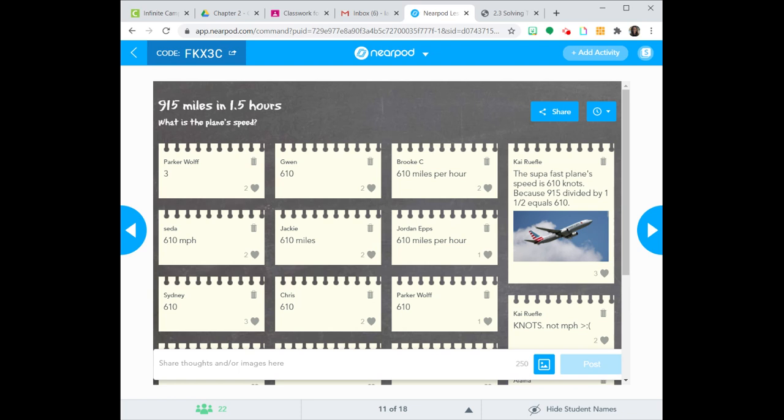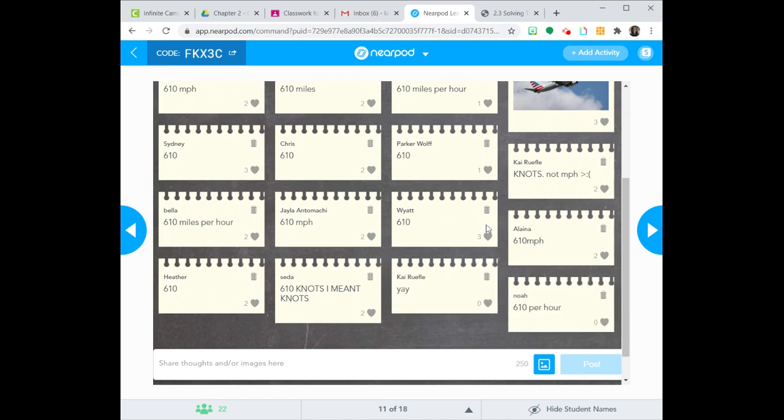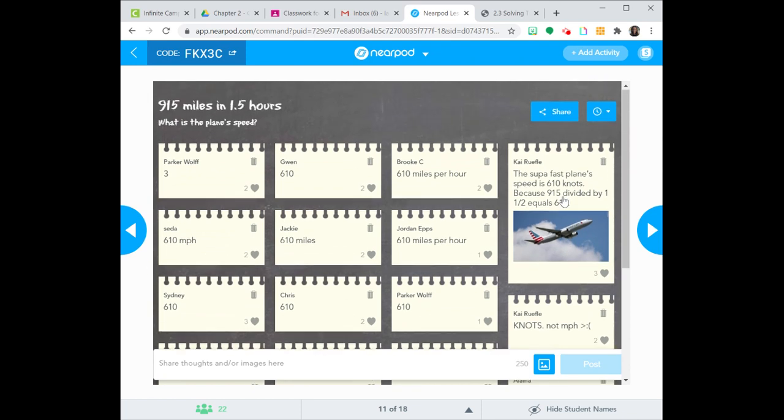So make sure that you're including that unit, not just miles. Whenever you're dividing, you're including both of those. So units for constant of proportionality always have both units in the problem. 915 miles divided by 1.5 hours is 610 miles per hour. Good. And I like the pictures that some of you had.